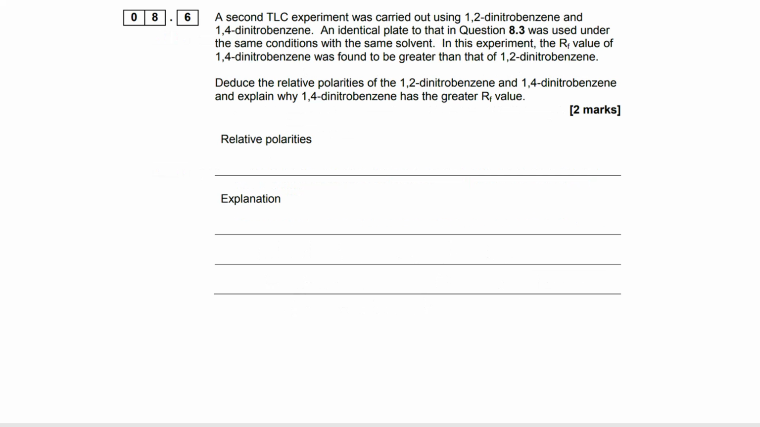On to 8.6, so quite a lot to read here. It's worth taking the time to do it. We've got a second TLC experiment using 1,2-dinitrobenzene and 1,4-dinitrobenzene. It's an identical plate. The RF value for 1,4-dinitrobenzene is greater than that of 1,2-dinitrobenzene. And we need to consider the relative polarities of the two and explain why 1,4-dinitrobenzene has the greater RF value.